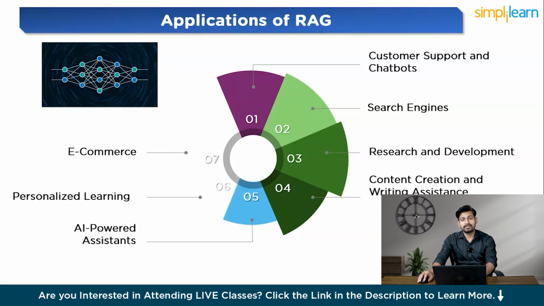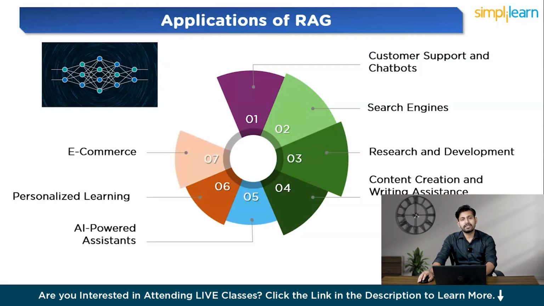Personal digital assistants like Siri or Alexa can also use RAG to improve the quality and relevance of the responses they provide. Next, we have personalized learning. So RAG can also play a very major role in personalized learning. Suppose an edtech app is using RAG to make a more personalized application for the learner.